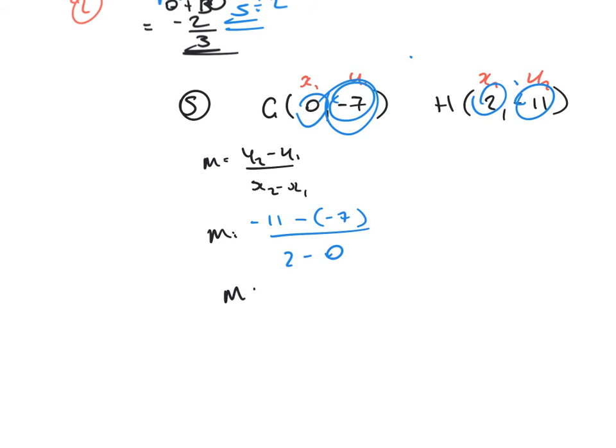Okay, let's take our time. Minus 11 minus minus 7, will the two negatives become a plus? That's minus 11 plus 7 over 2 minus 0, which is 2. Minus 11 plus 7, be careful, you're down at minus 11, you add on 7, that's minus 4 divided by 2. Minus 4 divided by 2, minus 2. Okay, let's try another one, example 6.